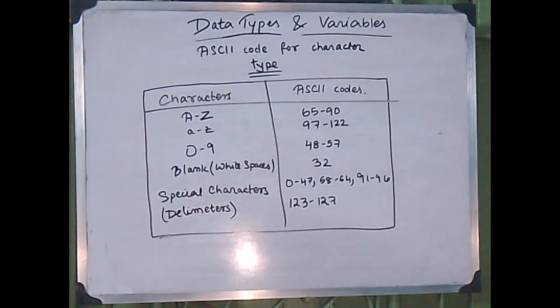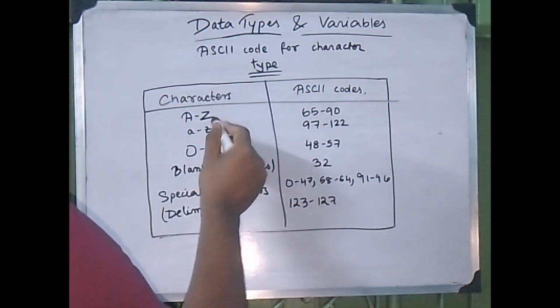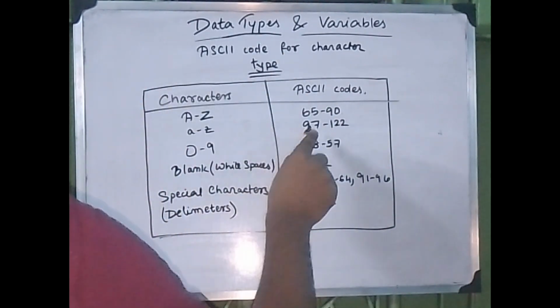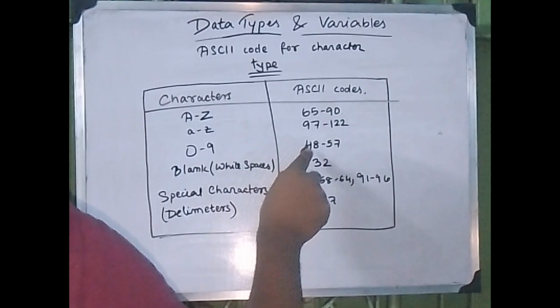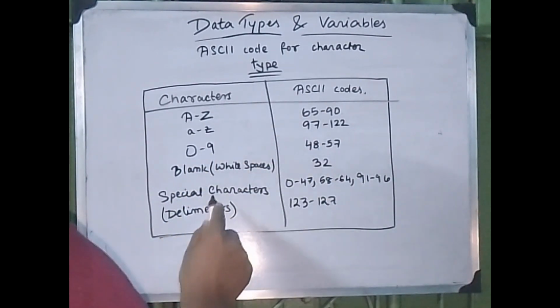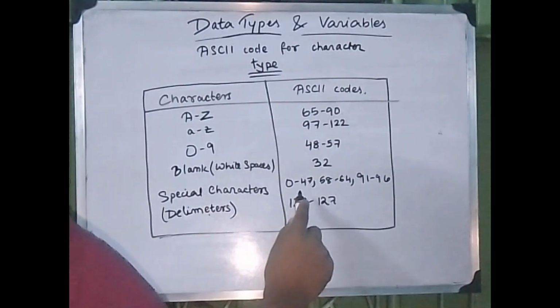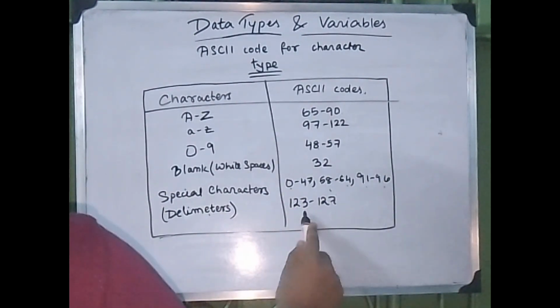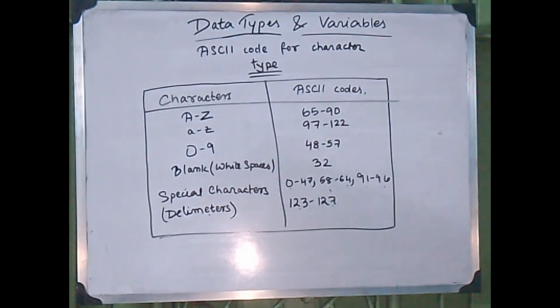This is the chart for the char type data and its ASCII code. First will be A to Z in capital, 65 to 90; small a to z, 97 to 122; 0 to 9, 48 to 57; blank white space, 32; and special character delimiters, that is 0 to 47, 58 to 64, 91 to 96, 123 to 127.